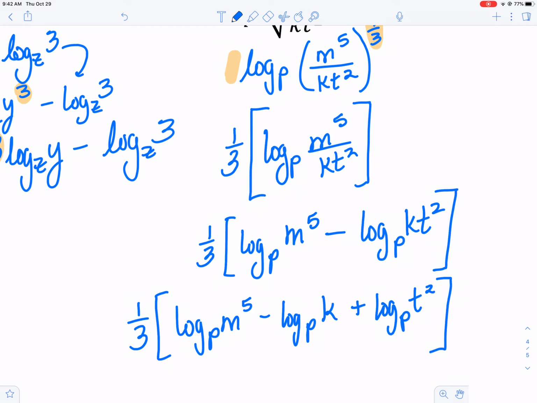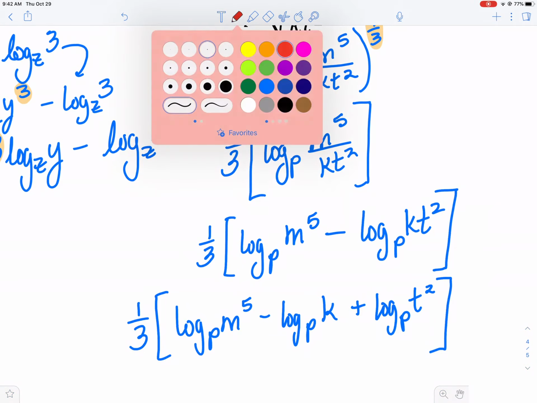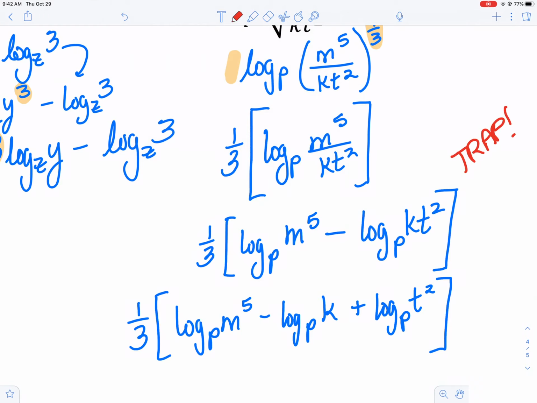Now, there is a major trap here. And here is the trap. Notice that I am subtracting here. What am I subtracting? I'm subtracting this whole thing. So I could think of that as subtracting that whole thing. The reason I do that is when, in this next step, I split this up into two things, I still want to subtract that whole thing. So I need to still have my parentheses.